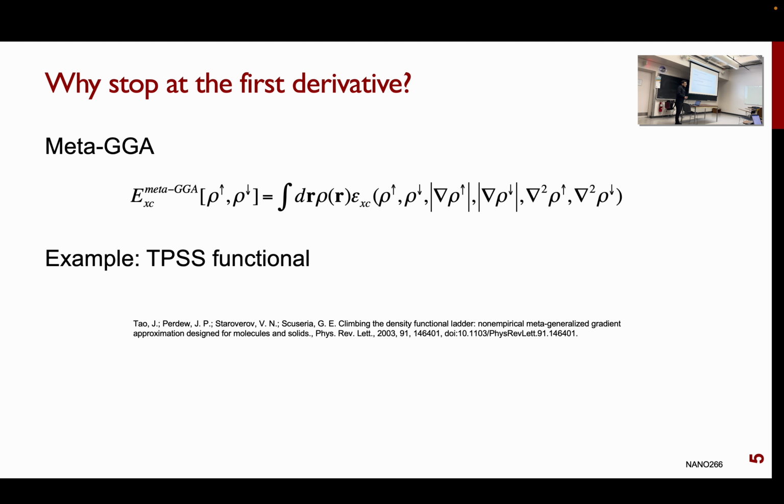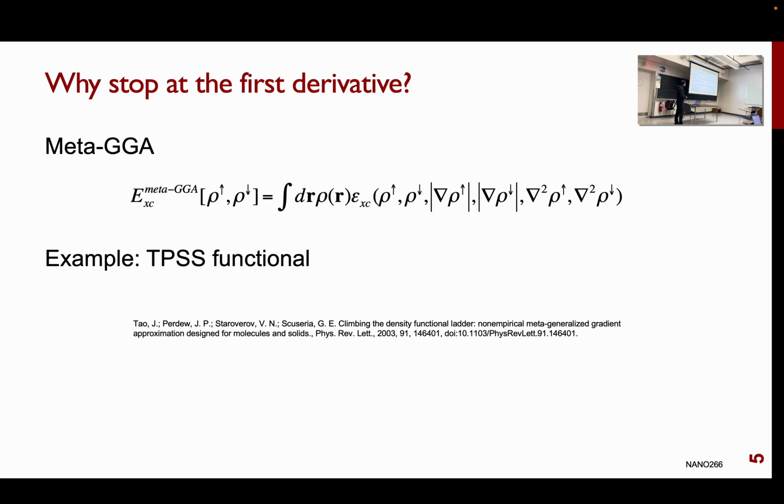Now, of course, in the GGA, we added the first derivative. There's no good reason why we can't add more derivatives, okay? You can do that, of course. So things like what are called the meta-GGA functionals, they add things like the second derivative of the density to parameterize the exchange correlation energy, okay?